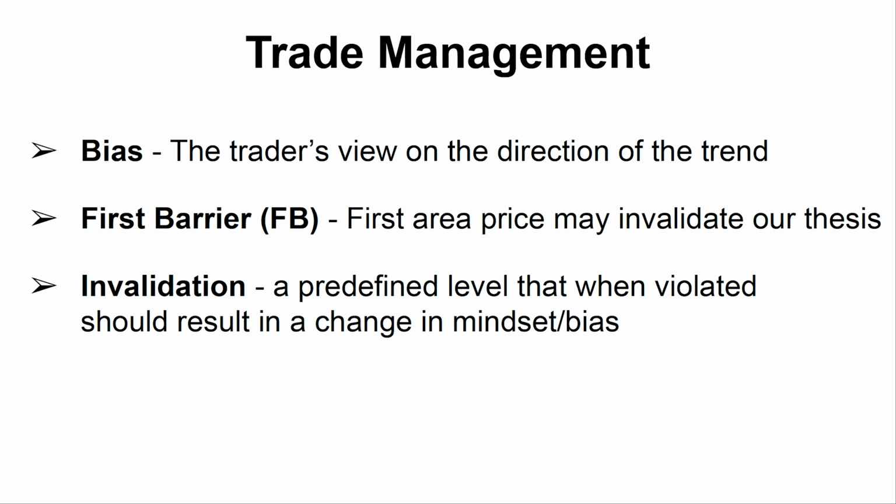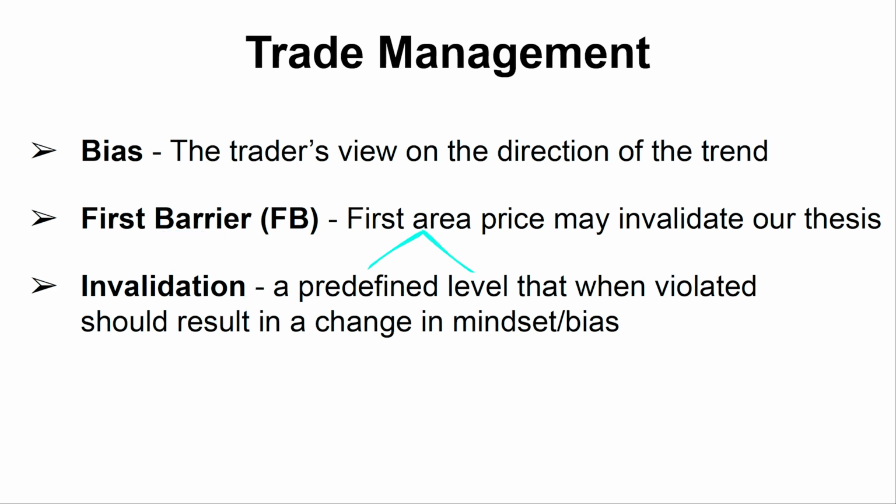Once we have established a bias, we will want to identify the FB, or first barrier as we like to call it. This is a key area where price may invalidate our trading thesis. This can be a minor support or resistance zone. Basically, the earliest indication that if price fails to break above or below this zone, our trade thesis may not be right. It's essential that we learn to identify correct first barriers as we begin to introduce more hands-on trade management down the line.